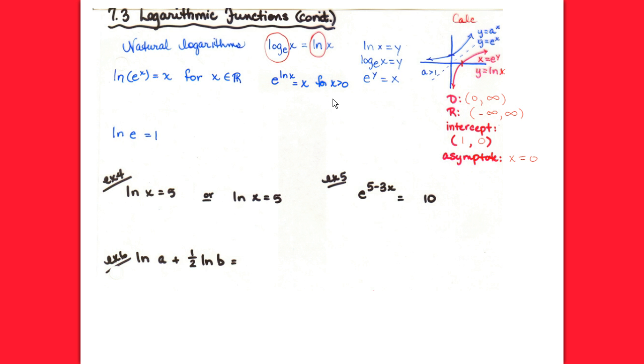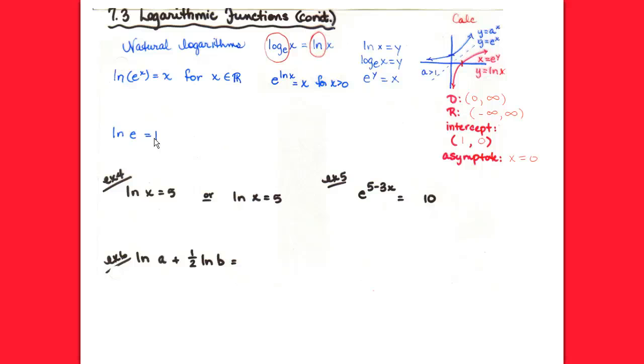And then there's another property they give us down here, and that is ln e is equal to 1. You could reason that out with common sense, or you can memorize that property as well. All right, so example number 4. For example number 4, it says find x if ln x is equal to 5.